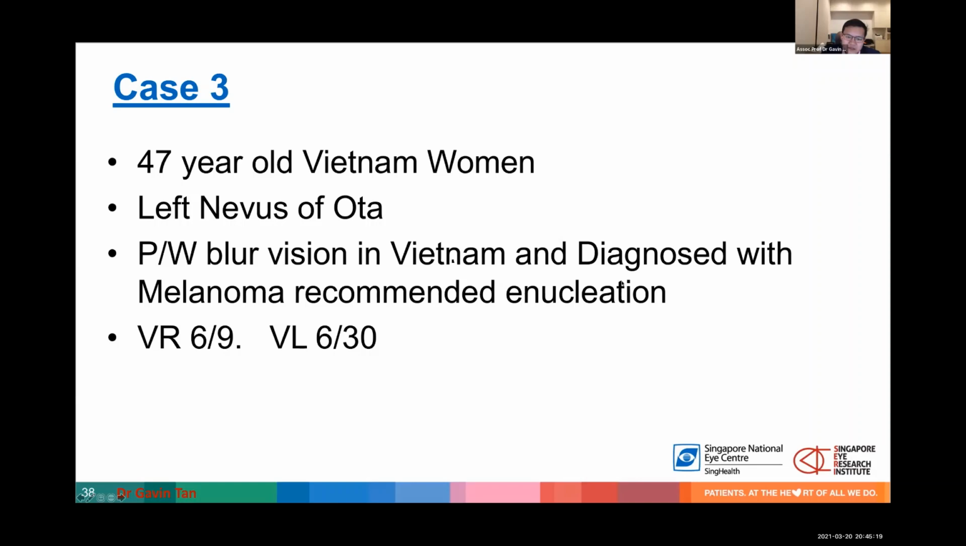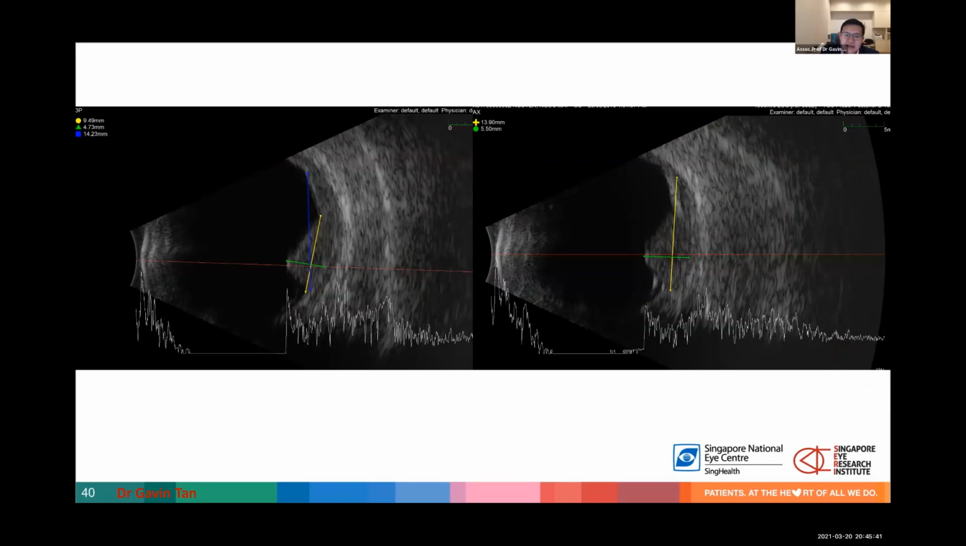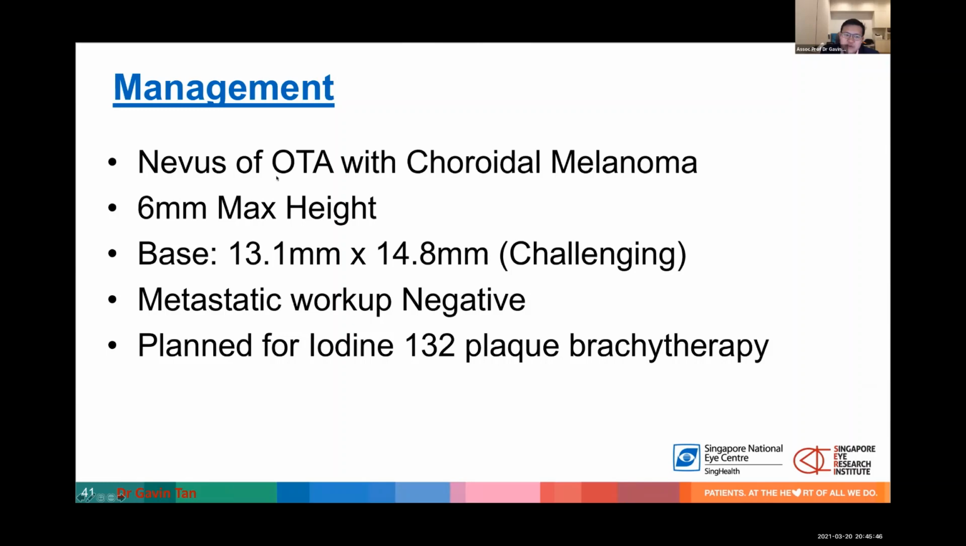On presentation, she had 6/30 vision in this left eye. You can see this whole pigmented area where the nevus of Ota is. And within that, there was a choroidal tumor that was actually affecting directly the macula, which is why the vision was worse in this case compared to the other cases. There were characteristics consistent with a uveal melanoma. So she was diagnosed with a nevus of Ota with a secondary malignant change, a choroidal melanoma.